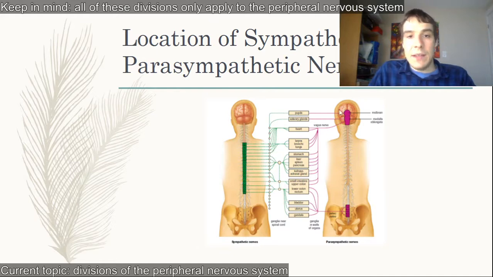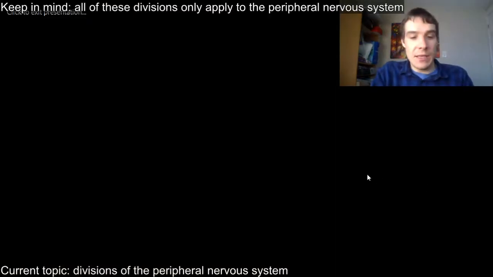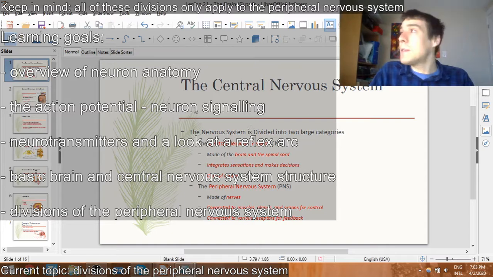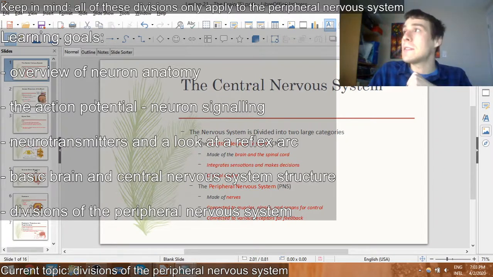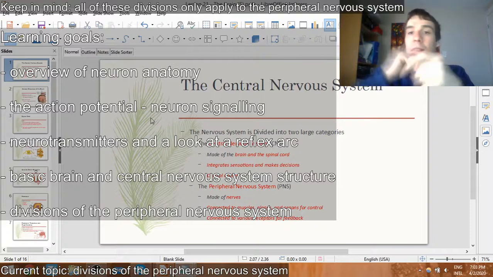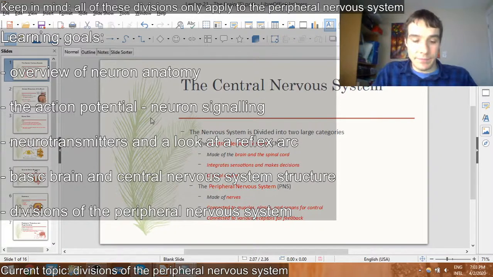And there's the location, right? The sympathetic is right in the middle of the spine, and the parasympathetic is top and bottom of the spine. Just kind of an interesting thing. And that's it. So let's look at what we talked about. We talked about the neuron anatomy, where it comes in on the dendrites, moves through the soma, and then goes out to the axon. We talked about the action potential and the different ions that are moving and how that works. We talked about neurotransmitters and how they work in a reflex arc. And then we went over very briefly basic brain and nervous system structure and the divisions of the nervous system.